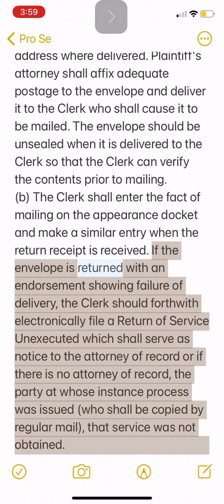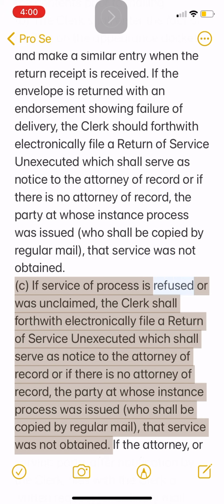If the envelope is returned with an endorsement showing failure of delivery, the clerk should forthwith electronically file a return of service unexecuted, which shall serve as notice to the attorney of record, or if there is no attorney of record, the party at whose instance process was issued, who shall be copied by regular mail, that service was not obtained. C. If service of process is refused or was unclaimed, the clerk shall forthwith electronically file a return of service unexecuted, which shall serve as notice to the attorney of record, or if there is no attorney of record, the party at whose instance process was issued, who shall be copied by regular mail, that service was not obtained.